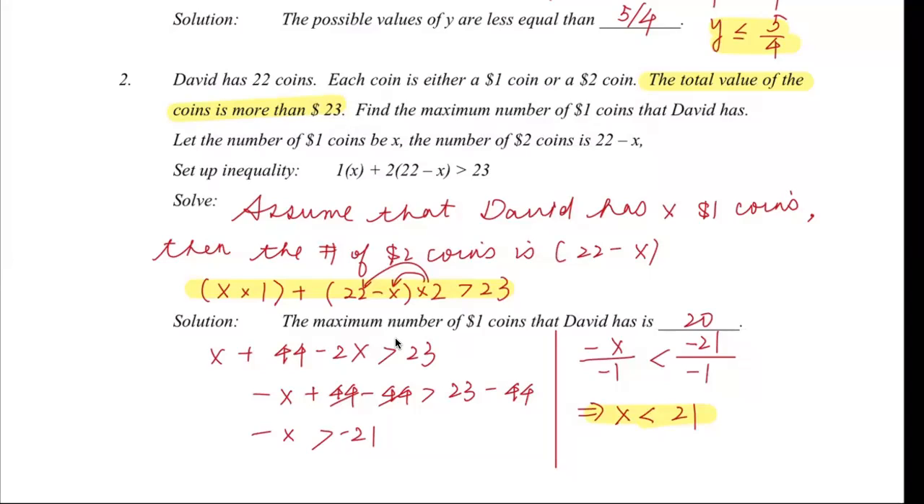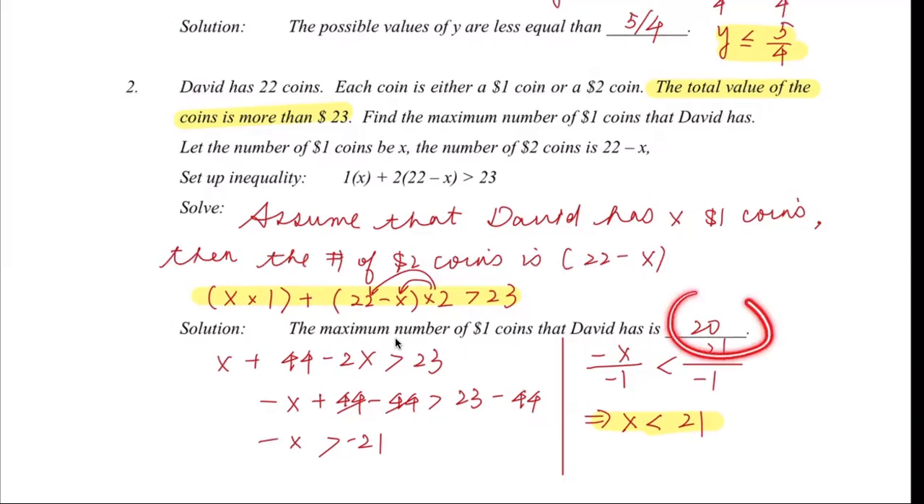The solution that we found here is x is strictly less than 21, right? That means 21, the boundary point, is not part of the solution, okay? And since x represents the number of coins, x can only be integers, right? So x is smaller than 21 and x needs to be integer. So the one integer that's smaller than 21 is 20. So here, the solution should be 20, not 21.